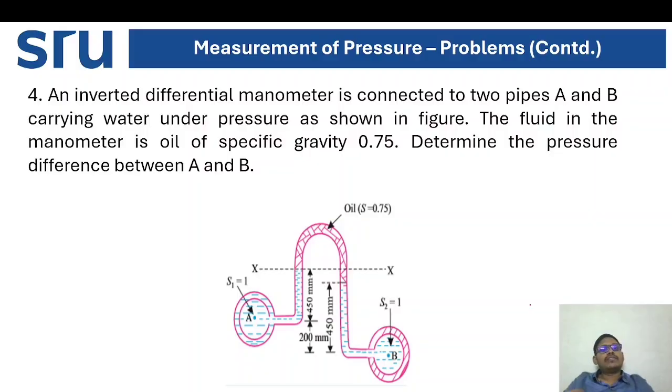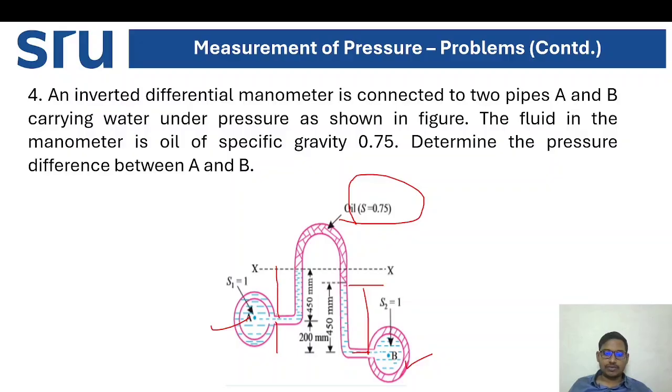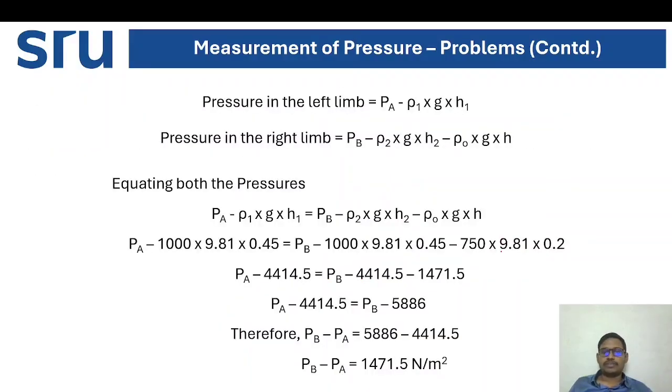So one more thing, an inverted differential manometer is connected to two pipes A and B carrying water under pressure as shown in the figure. And the fluid in the manometer is oil of specific gravity 0.75. Determine the pressure difference. Here you see there is an oil and there will be some differences between A and B, and this one you can see they have mentioned 450, and this center to center is 200, and here the axis is fine, but here some excess factor has happened. This we have to identify, 0.75.